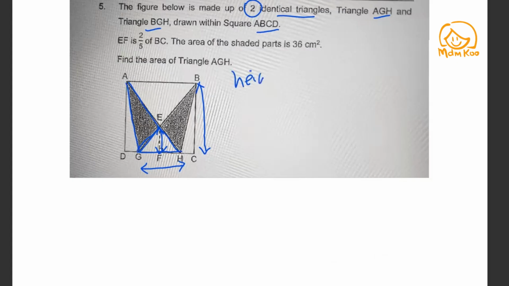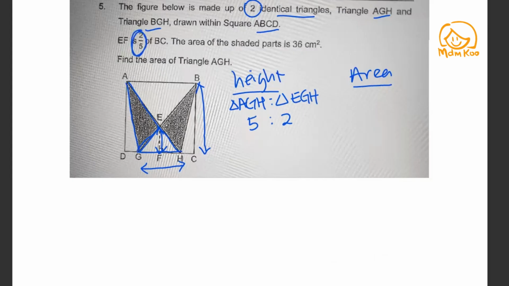So comparing height and area, remember they have the same ratio because they have a common base. So the height for triangle AGH to triangle EGH is 5:2. Because of this fraction here, the area of triangle AGH is to the area of triangle EGH will be 5:2.